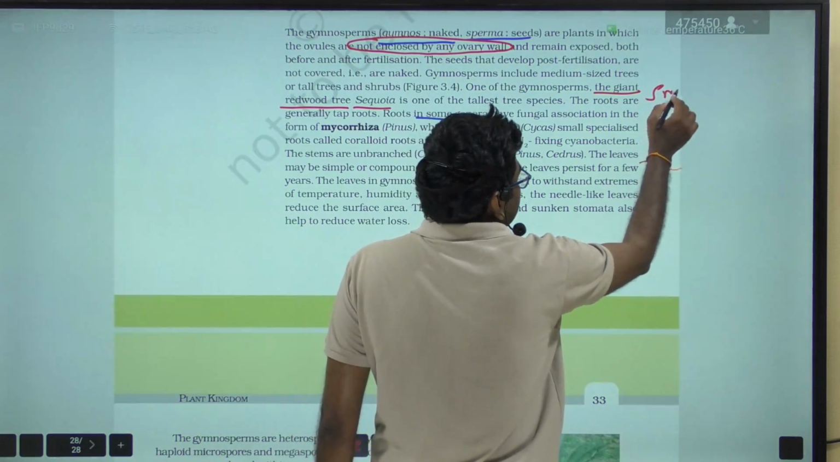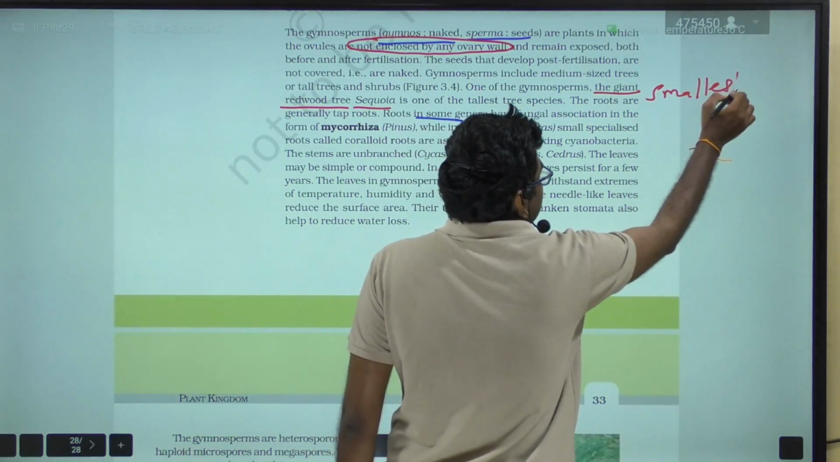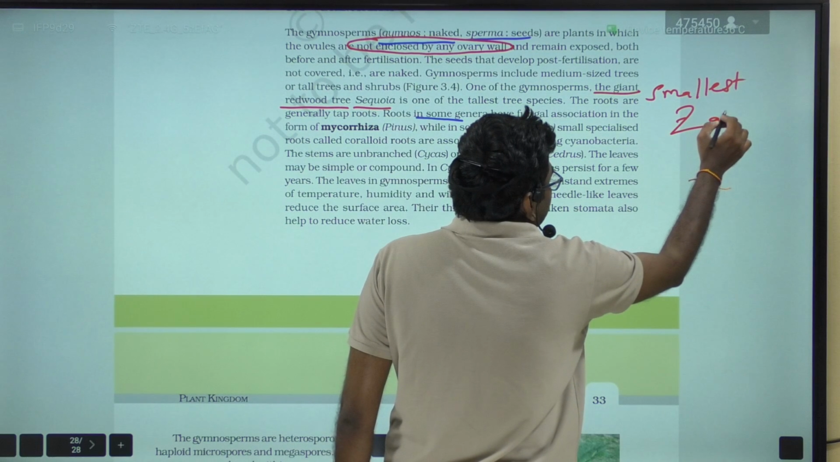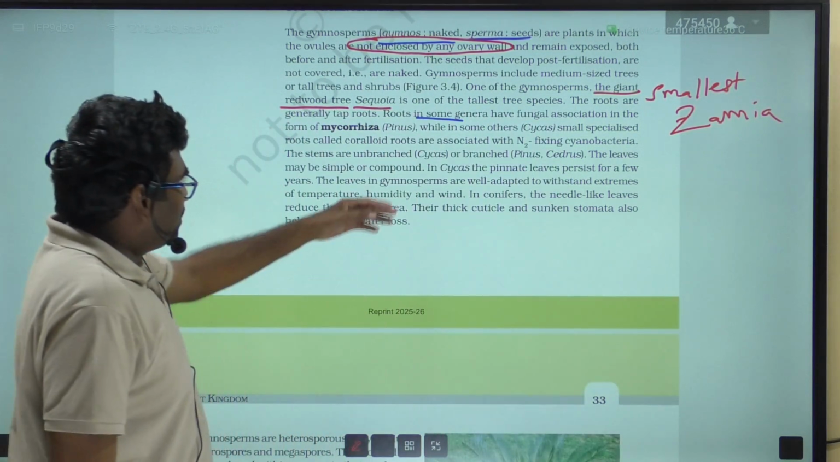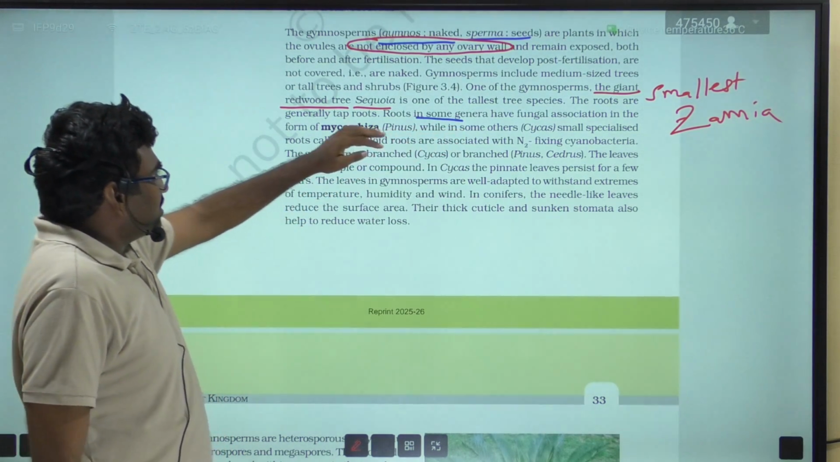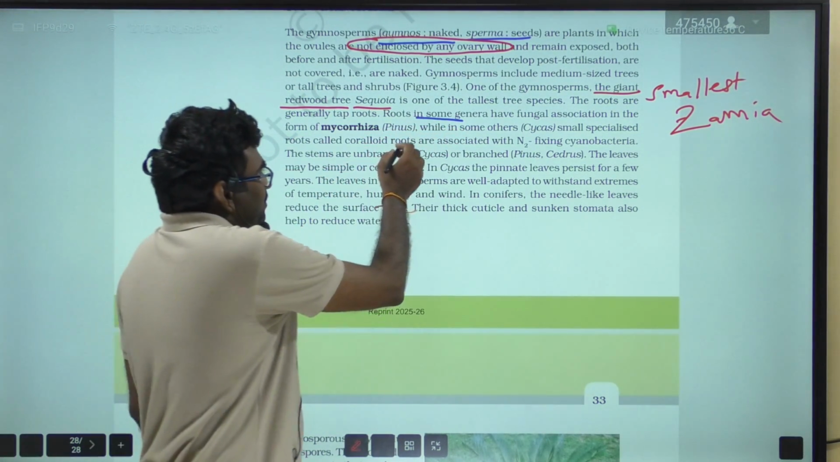The smallest is Zamia, and here the roots are generally tap roots, very important.